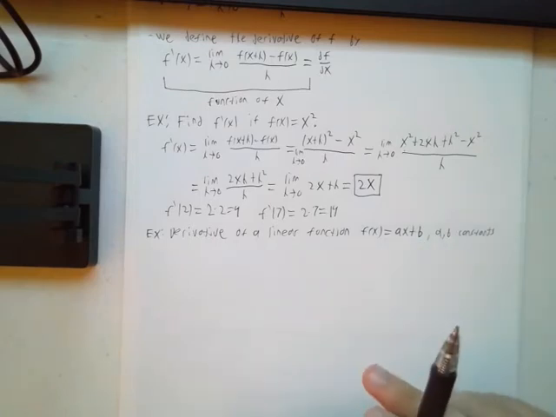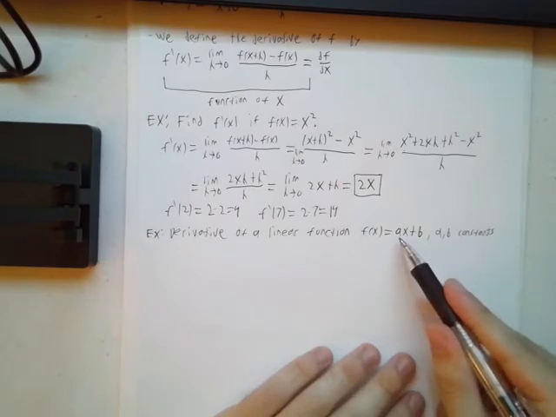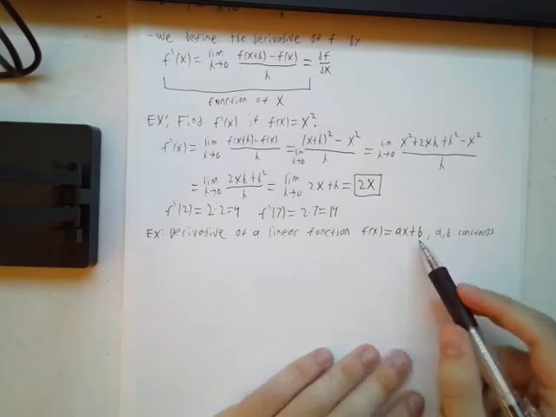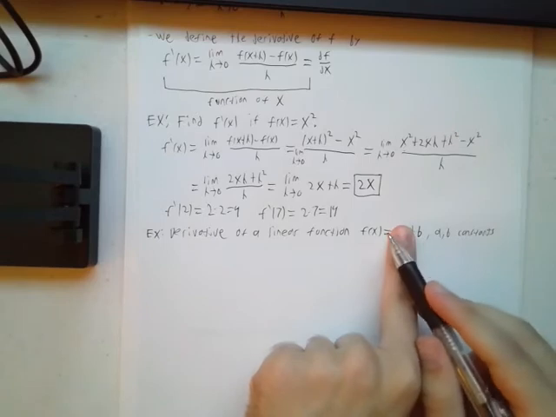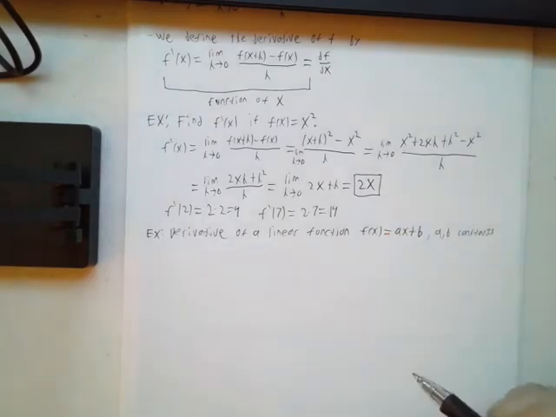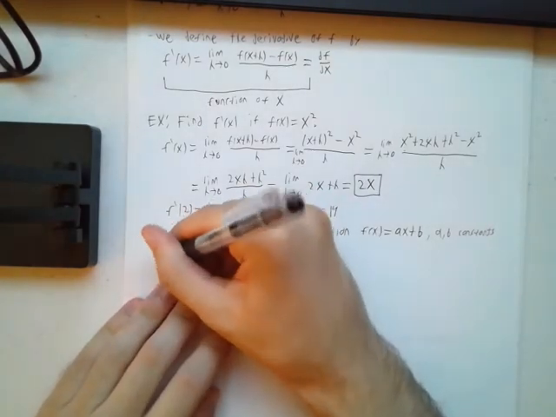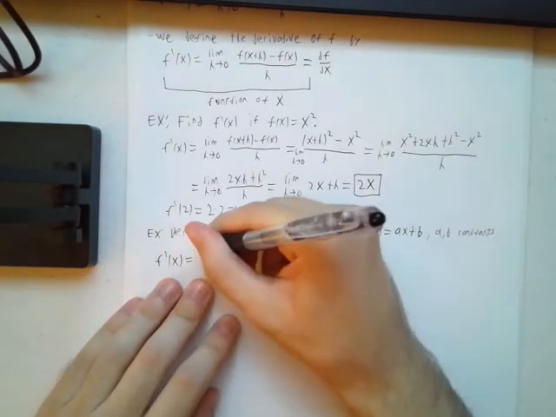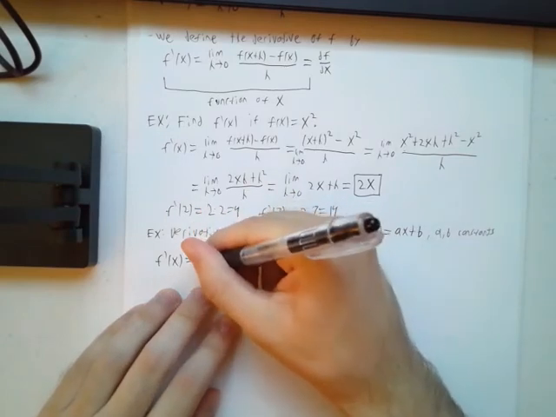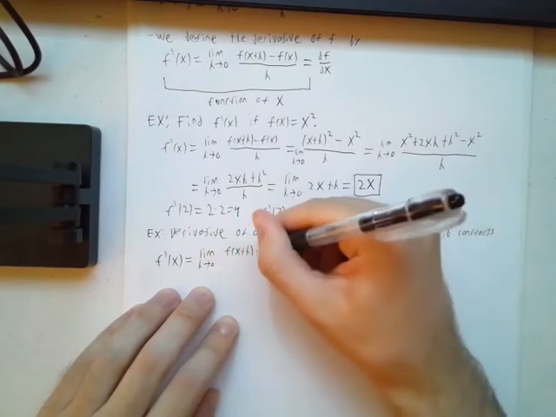And in particular, if we were to pick a equals 0, then that would give us the derivative of f of x is just equal to a constant b. So let's see how we can do this calculation. f prime of x is equal to the limit as h approaches 0, f of x plus h minus f of x, all divided by h.